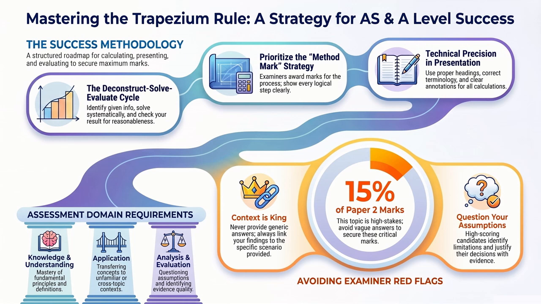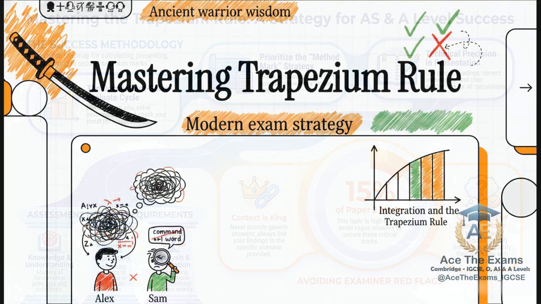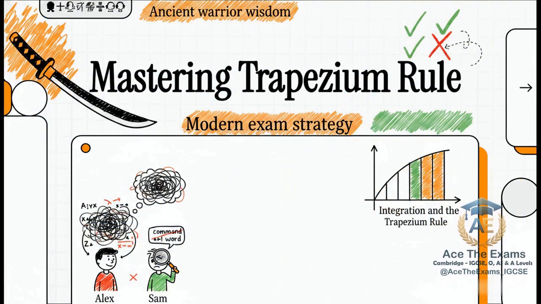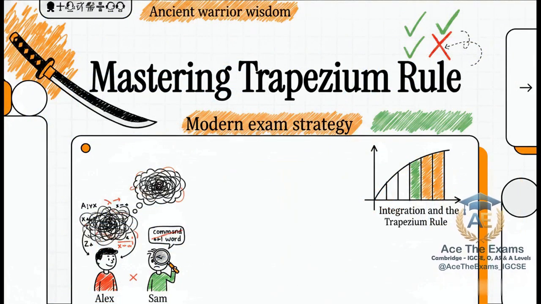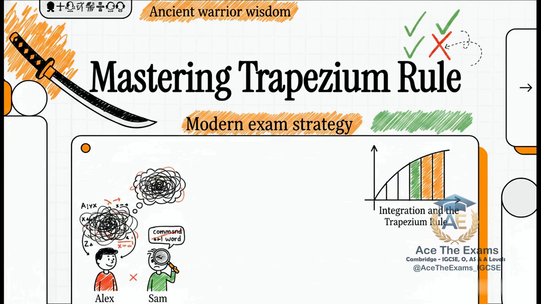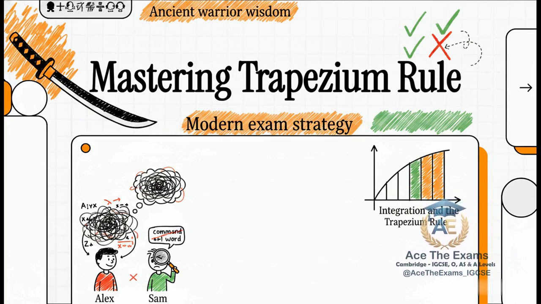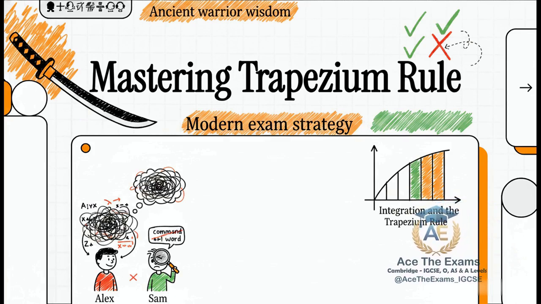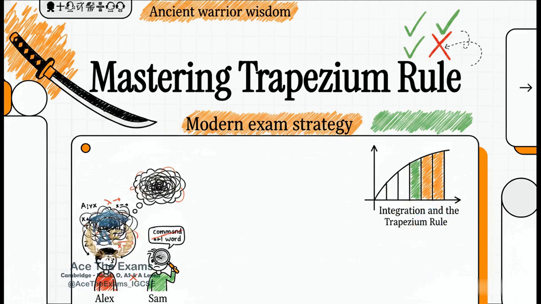Welcome to The Explainer. I'm your host, and today we're bringing ancient warrior wisdom to modern exam strategy. Think of it as the last samurai, mastering the paper. Because tackling Cambridge mathematics isn't just about what you know, it is about learning to slice through questions with absolute precision. Today, we're getting inside the examiner's mind to master a true titan of the exam, integration and the trapezium rule. Let's look at two typical students sitting in the exam hall right now.